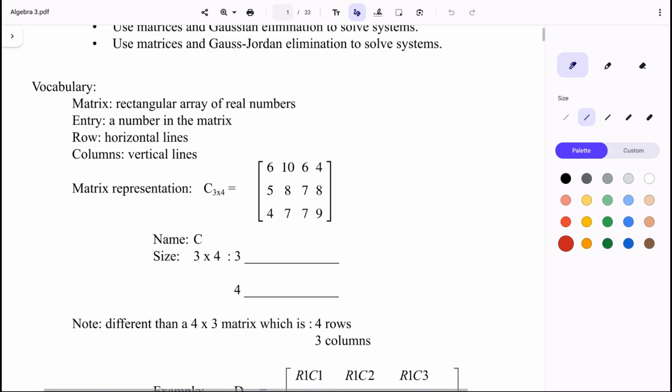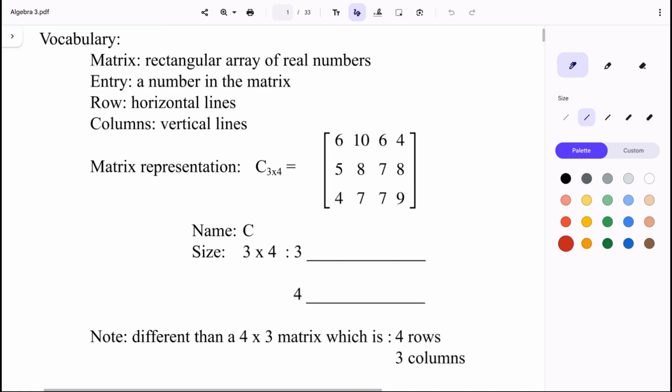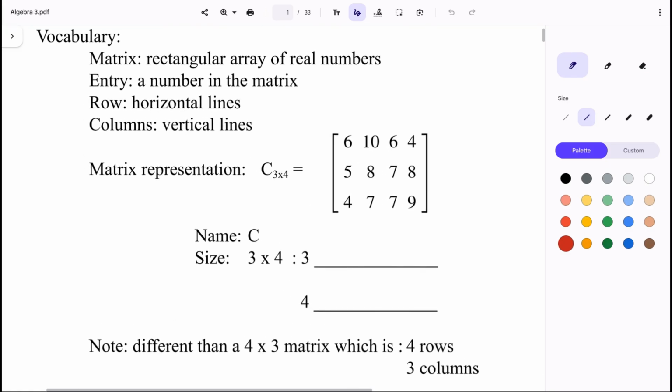All right, so a matrix is just a rectangular array of real numbers. I gave that example on the bell ringer where you'll have those matrix brackets and they'll have terms on the inside. A number inside of the matrix is just called an entry. The rows are your horizontal lines in your matrix and your columns are your vertical lines. When you're talking about the dimensions of a matrix, it's always rows by columns.